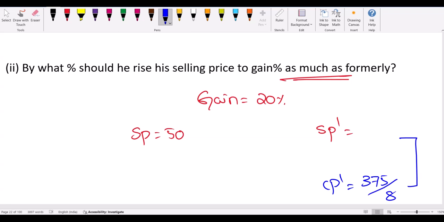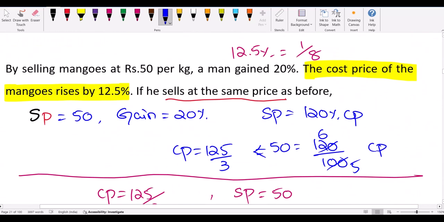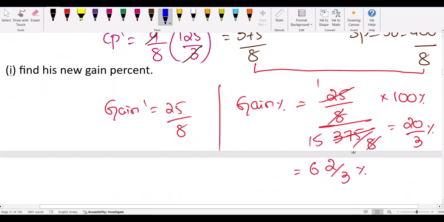You read the question, such a good question this is. Two things they asked in the same data. First one is the cost price increased, then the gain percentage changed, 20 became 62 by 3 percentage. Now the other question: selling price is 50 rupees. How much do I need to increase that so that the previous gain and the new gain are the same? Even if the cost price increases, if you increase the selling price, there is a chance the same profit will be maintained.